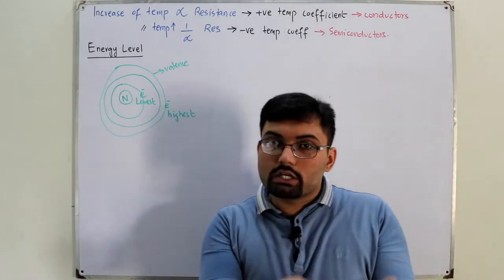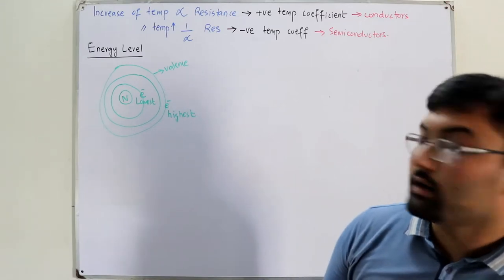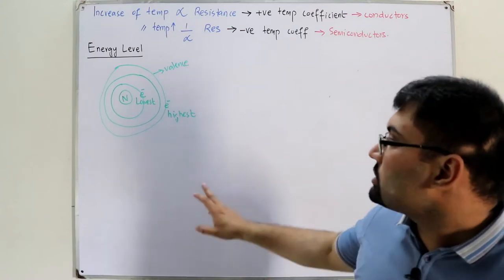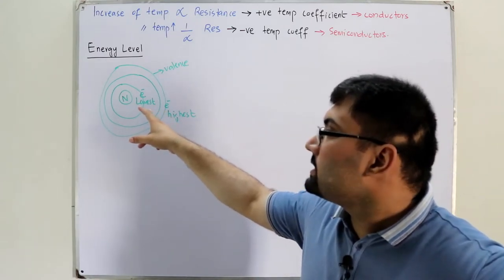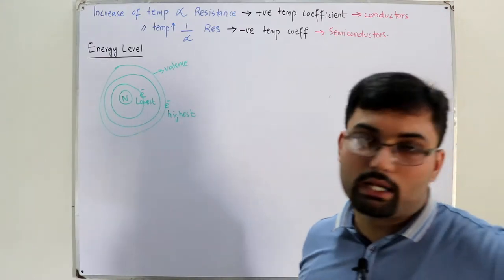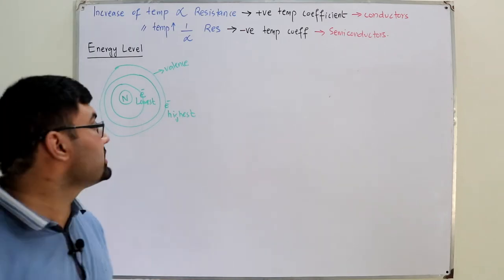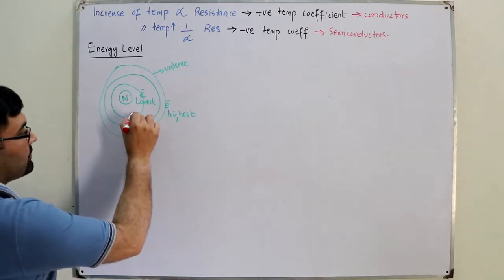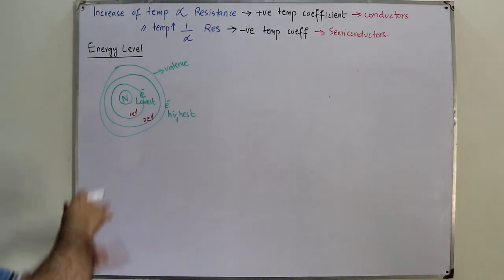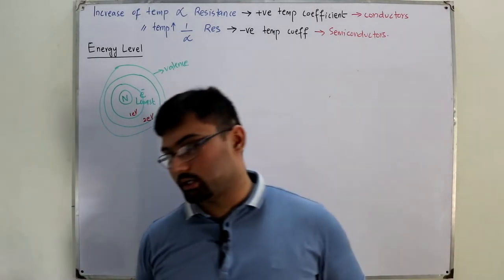When it loses energy, it has to come to a lower shell. It cannot stay over there. For example, if this third shell electron loses energy, it has to go either to the second shell or to the first shell. It cannot stay in between anywhere. Fine. Why? Because the energy level is fixed for each and every shell. Let's say the first shell has energy of 1 electron volt, the second has 2 electron volts, and there is no 1.5 electron volts, so it has to jump from 2 electron volts to 1 electron volt.